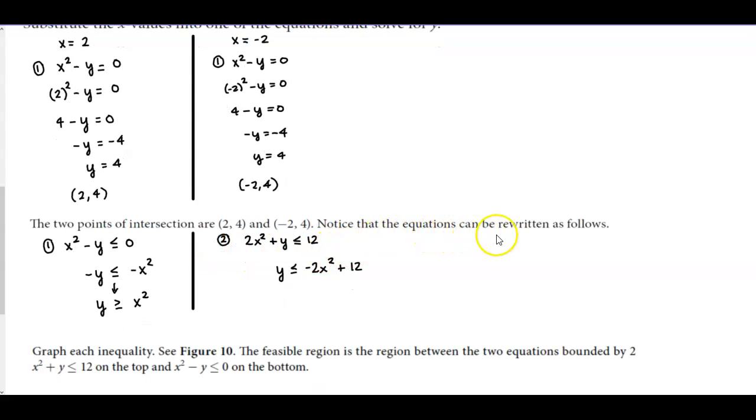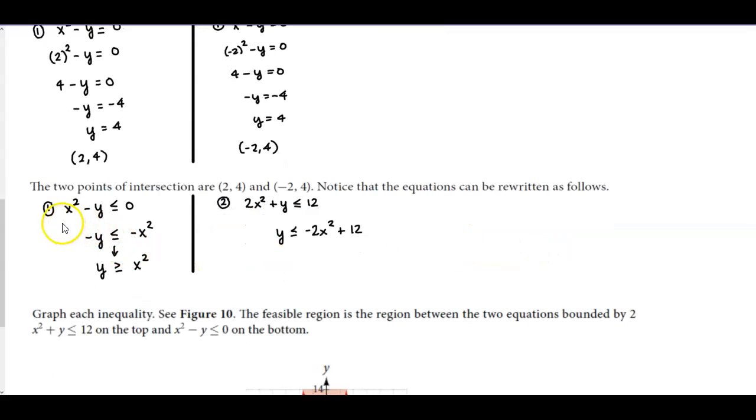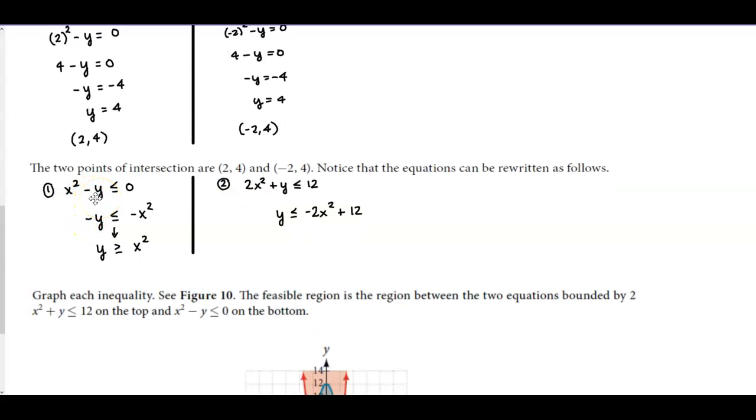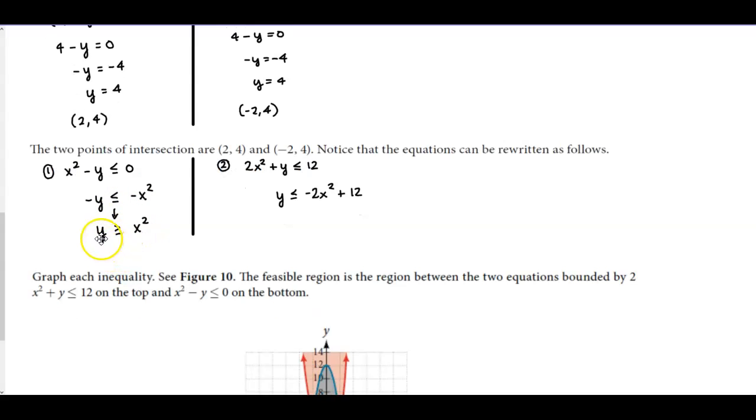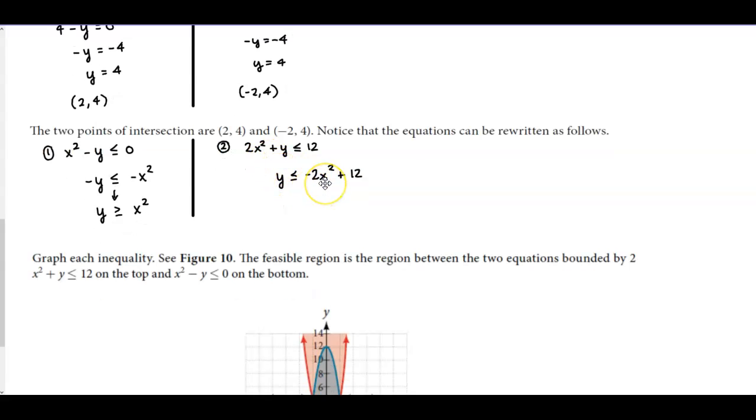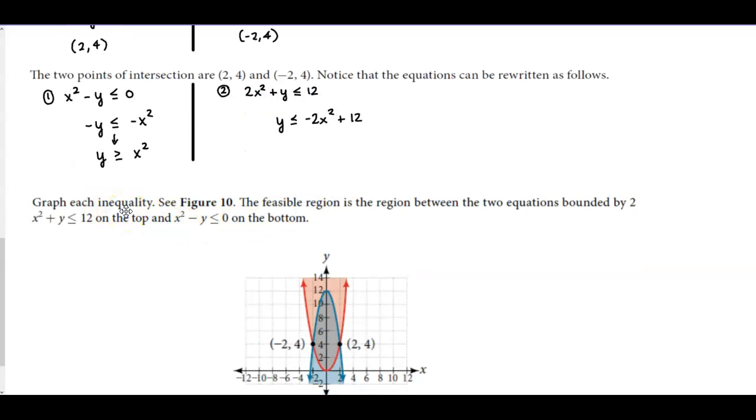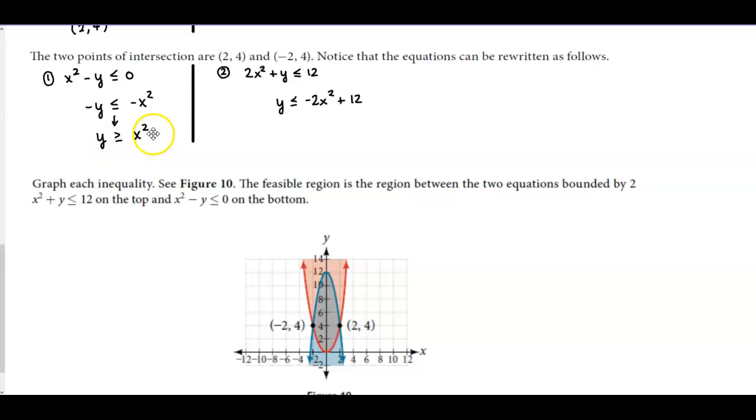And notice that the inequalities can be written as follows. For the first inequality, we can solve for y by first subtracting x squared from both sides. And then if we divide by the negative, we have to flip the inequality and we get y, which is greater than or equal to x squared. And for number 2, we have 2x squared plus y, which is less than or equal to 12. So we can subtract 2x squared from both sides to get y, which is less than or equal to negative 2x squared plus 12.